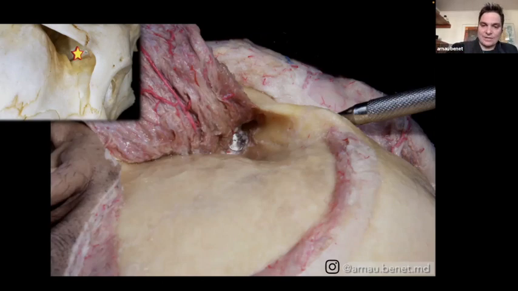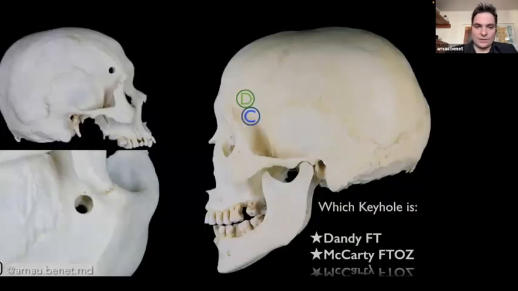And that step down is showing us that we reach the infraorbital fissure. And that is going to be key for our osteotomies. We'll see it in a minute. Here, the yellow little arrow is showing the dissector trajectory on the main picture.